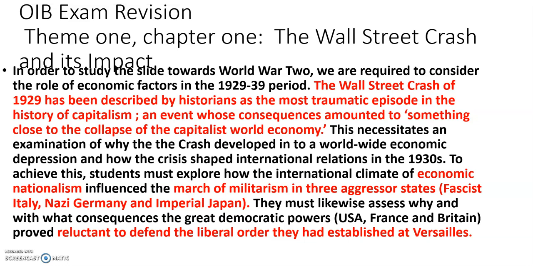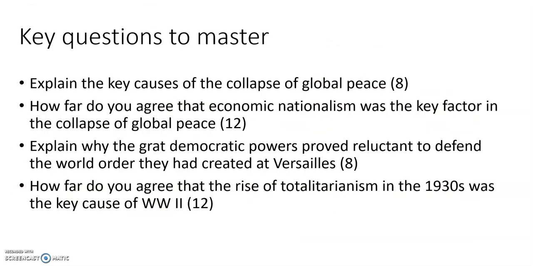Secondly, we'll be looking at economic nationalism, how this influenced the march of militarism in our three aggressive states, that's fascist Italy, Nazi Germany, and Imperial Japan. And then finally, we'll be exploring why the democratic powers, that's Britain and France and the United States, proved so unwilling to defend the liberal order that they themselves had created at Versailles. So if you master all of that, you should do pretty well with these types of questions.